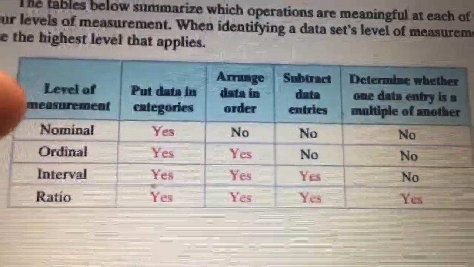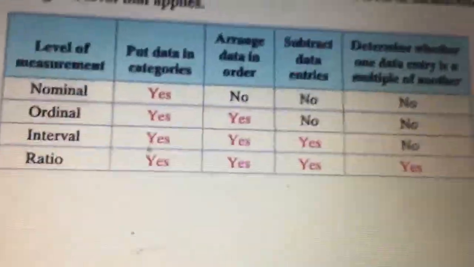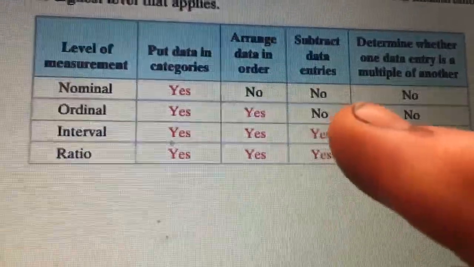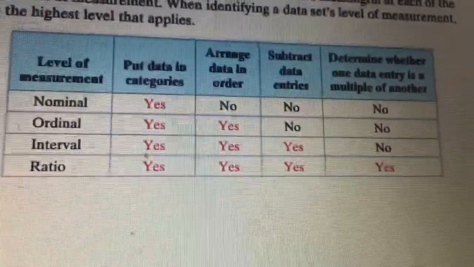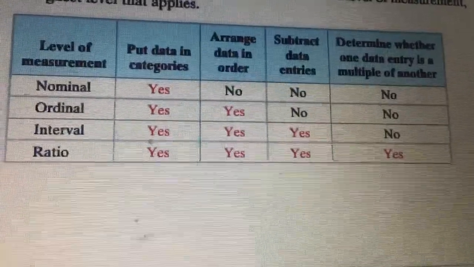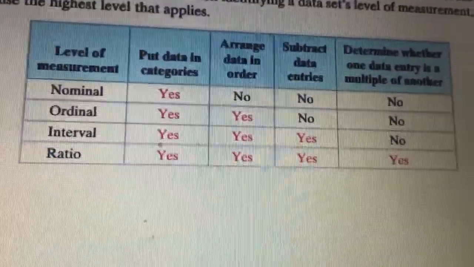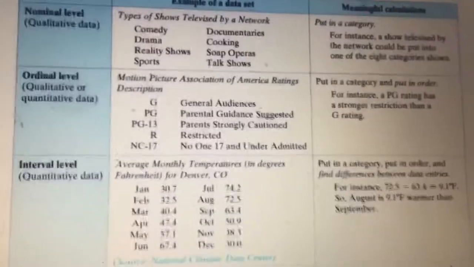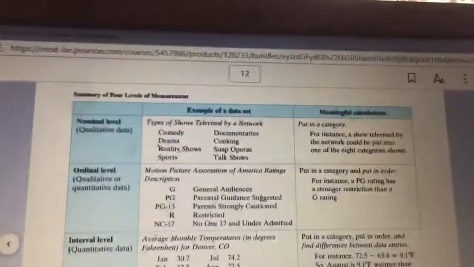Arranging in order: nominal, you cannot arrange in order, but the other ones you can. Subtracting data entries: you can't do that with nominal or ordinal, but with interval and ratio you can. The last one, determining that one entry is a multiple of another, ratio is the only one that does that. So you can see how this table works. Let me scroll this up and look at this here. This kind of explains the 4 kinds a little bit.